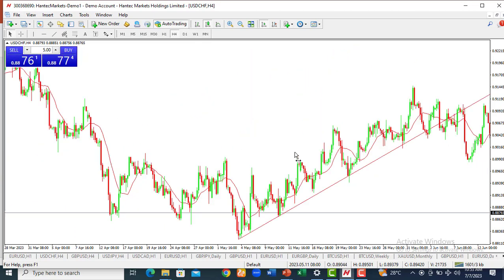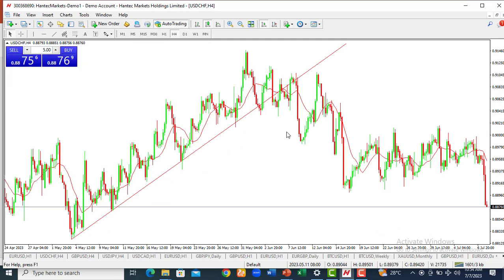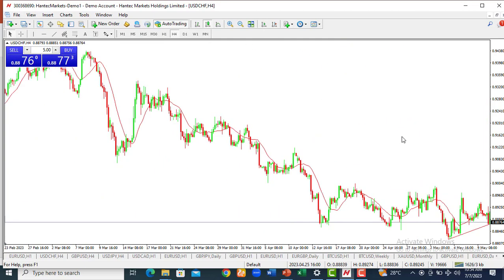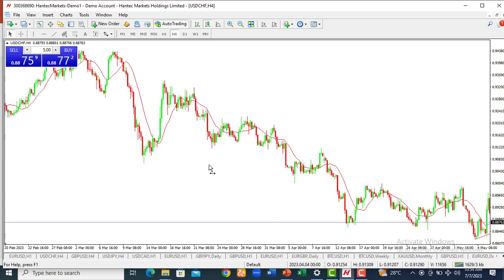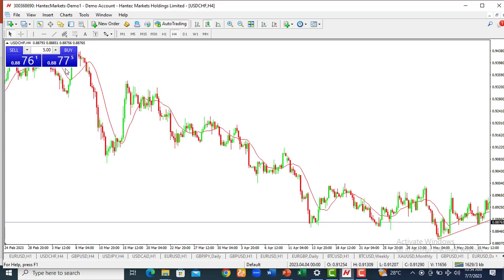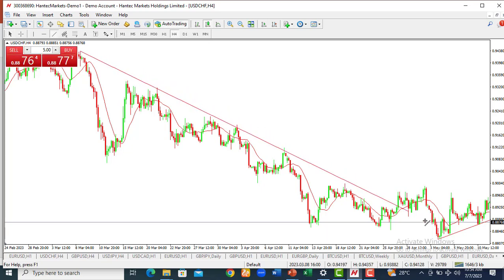Then for a downtrending market, the market must be trending downward. The market must be in a bearish format. So this is what I'm trying to say. You draw; the more the touches, the better for it.